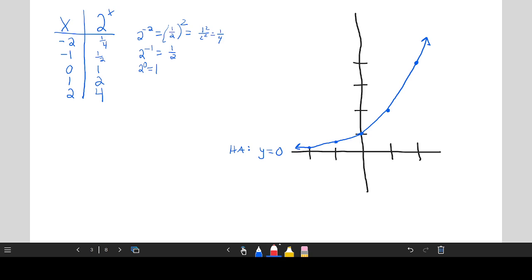Now let's see what happens if we use a different base other than 2. So let's graph 4 to the x. We'll use the same x values, that way we can compare what's going on here. So if we substitute 2 for x here, we have 4 squared, which is 16. 4 to the first is 4. 4 to the 0 is 1.